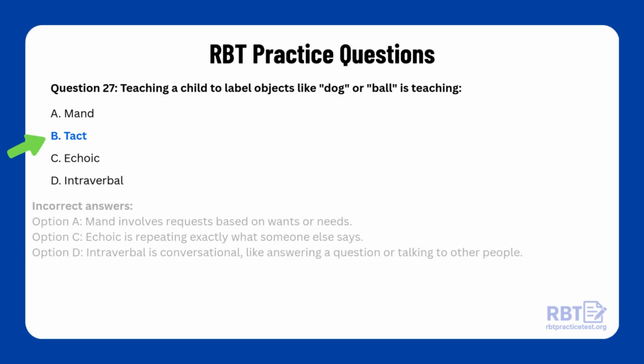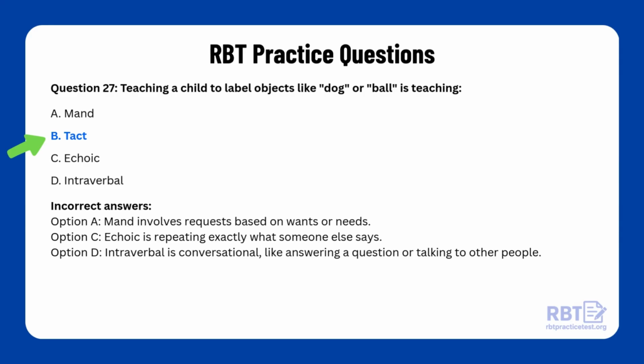Now for the wrong answers. A is manding, which involves requests based on wants or needs. C is echoic, which is repeating exactly what someone else says. D is intraverbal, which is conversational, like answering a question. Remember that when it comes to the phrase labeling things, that is tact training.